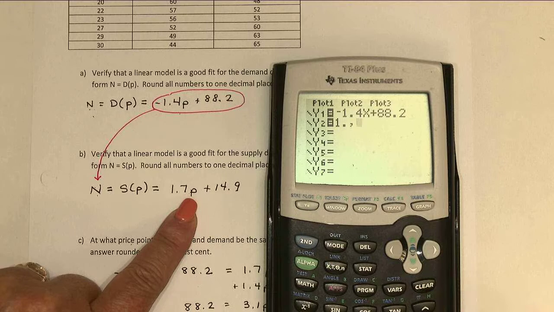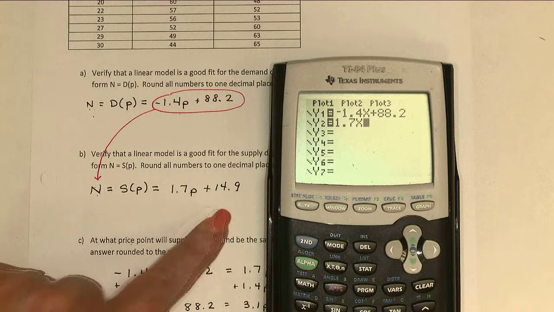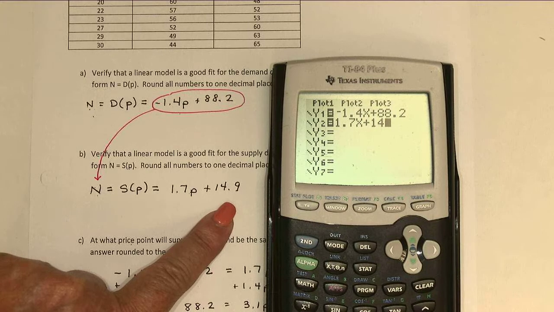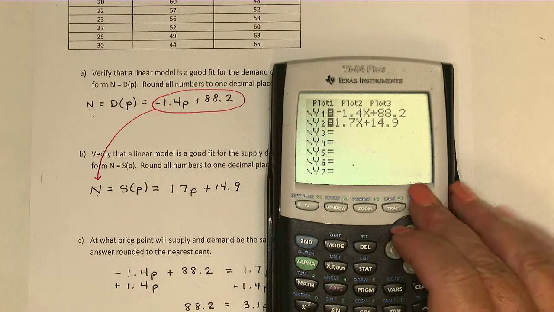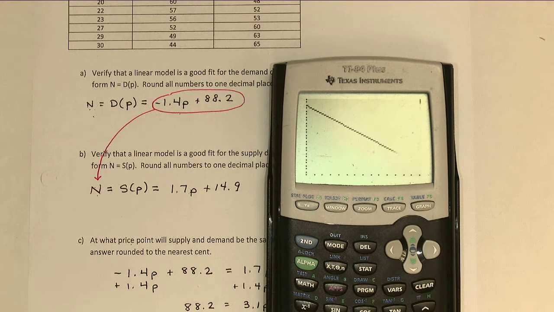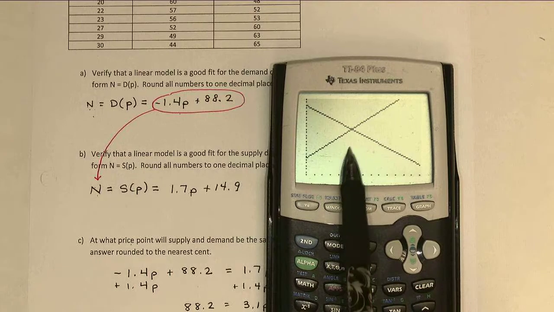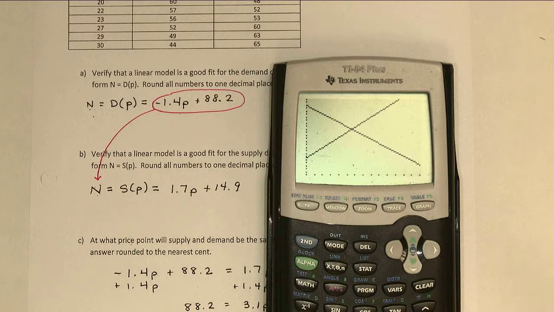1.7. And again, my calculator doesn't have P. I have to use X. Plus 14.9. And there we go. We can clearly see the intersection point, but I can't exactly predict where it is. I didn't actually have the axes shown on here because of the window settings that I used. But even if I did, I couldn't estimate that accurately just by looking at the graph. So we'll use the calculator itself to find that intersection point.